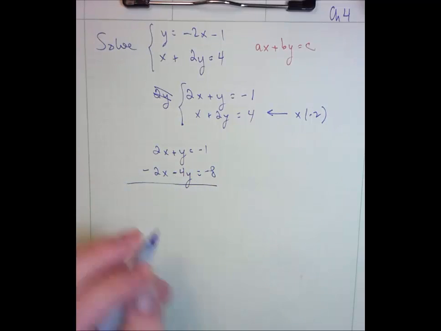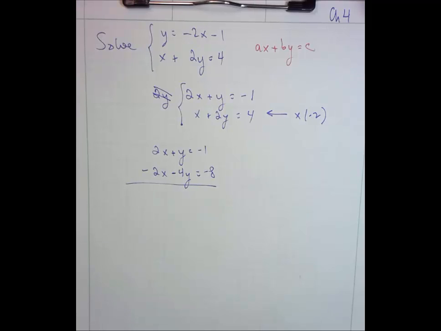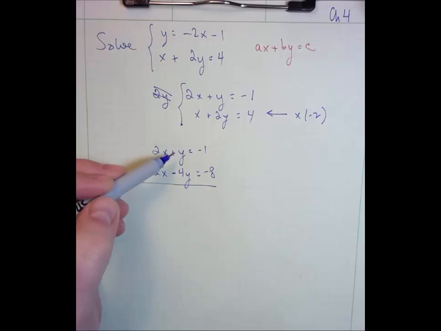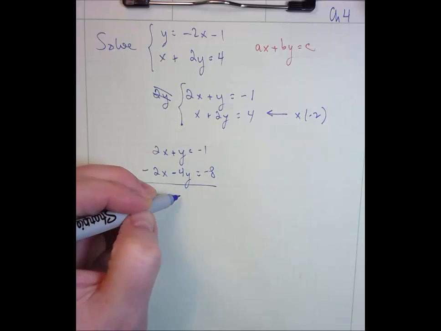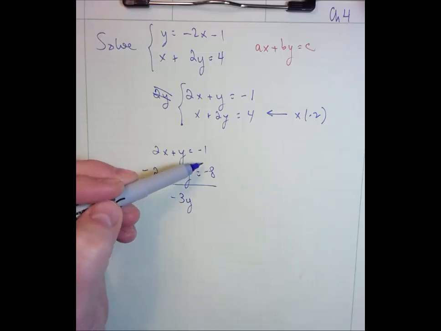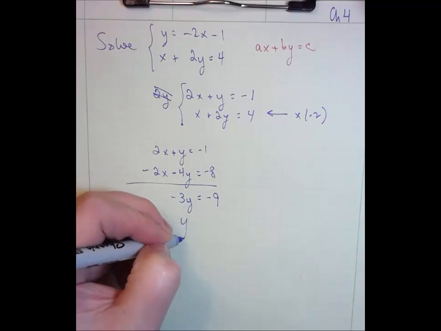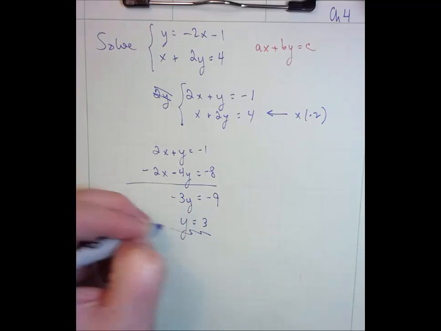And now we're ready to add these equations, because remember, the solution values we're looking for stay intact no matter whether we've multiplied an equation on both sides by a constant or whether we've combined these equations through addition. The mystery values of x and y are still hiding inside there. So when we add these two, 2x plus negative 2x gives me 0x. y plus negative 4y is negative 3y, and negative 1 plus negative 8 is negative 9. And so now it's pretty obvious to see that the y value we're after is 3.